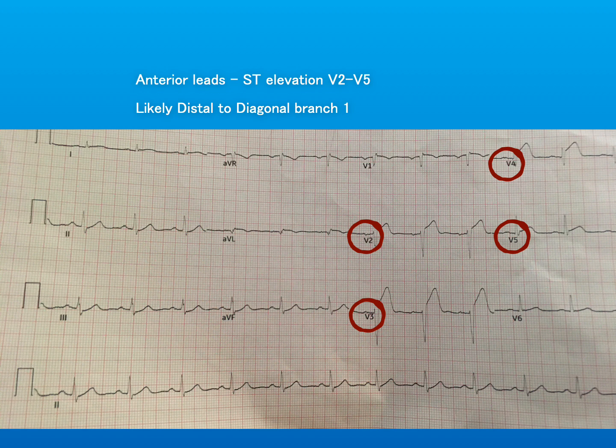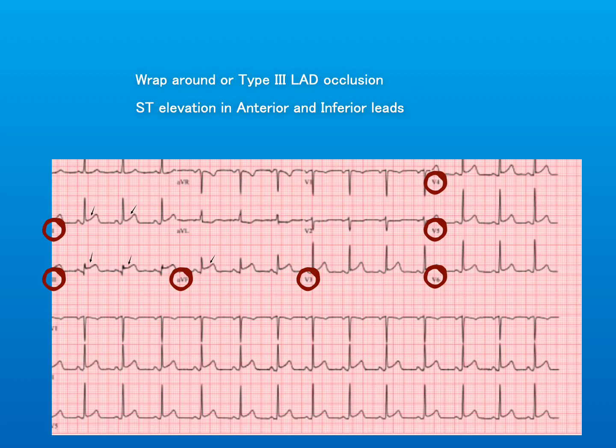Terminology you'll often hear is a right dominant system, a left dominant system, and also a type 3 or wraparound LAD artery. And so this is when the patient's anatomy is such that the LAD wraps around to supply not only the apex of the heart, but also the inferior wall. And that's when it's called a type 3 or a wraparound LAD.